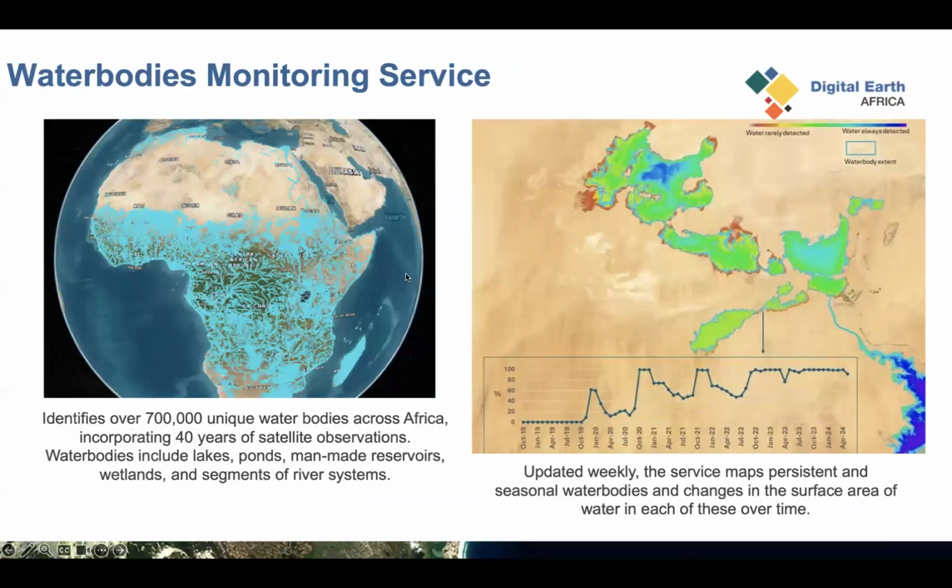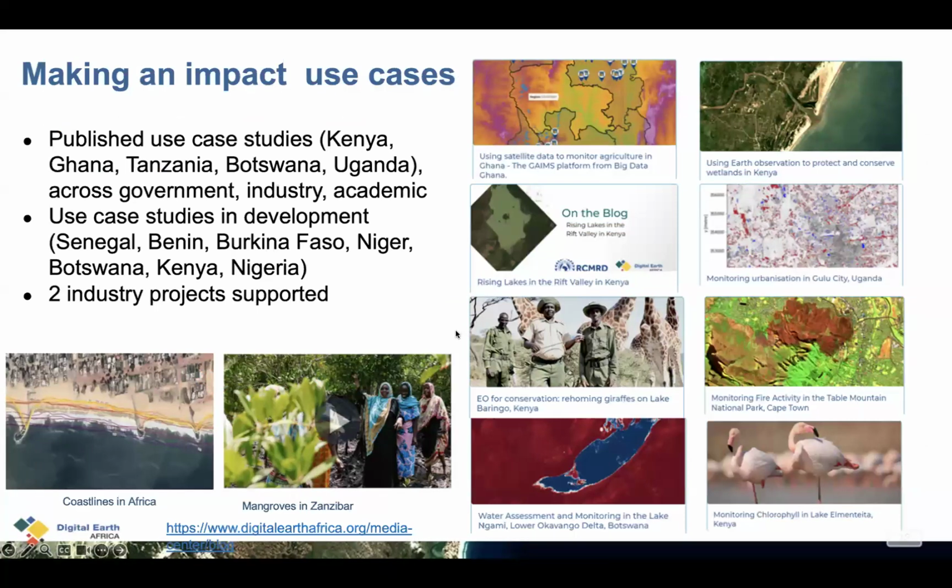For the wetlands, we have the water bodies monitoring service, which is the recent one, and shows us individual water bodies. I'll be able to show you the example of Lake Bosomtwe in Kumasi and see how we can use it for other water bodies that we know.